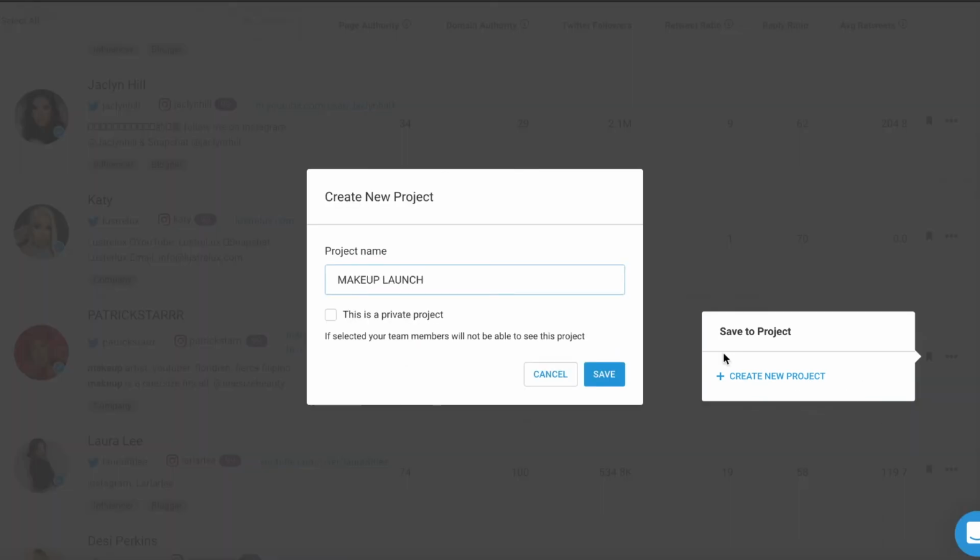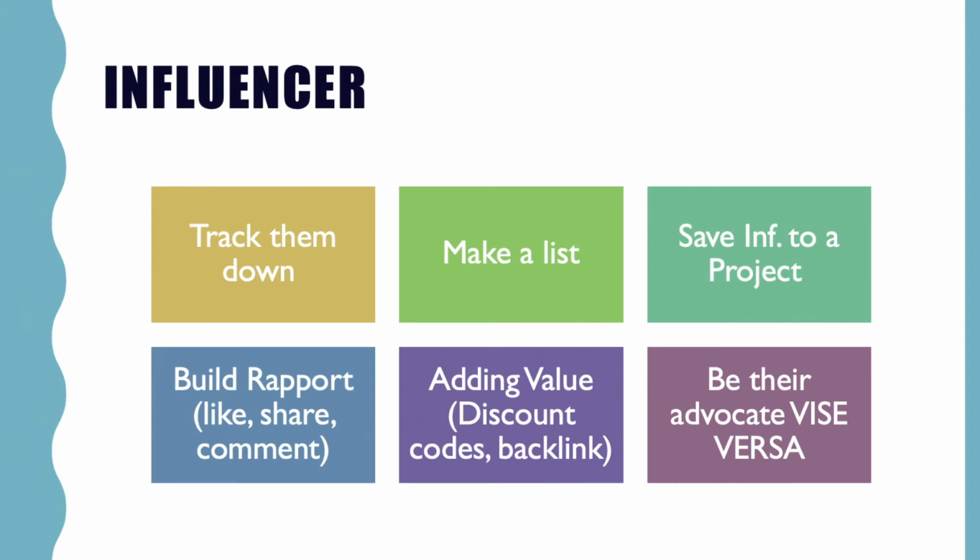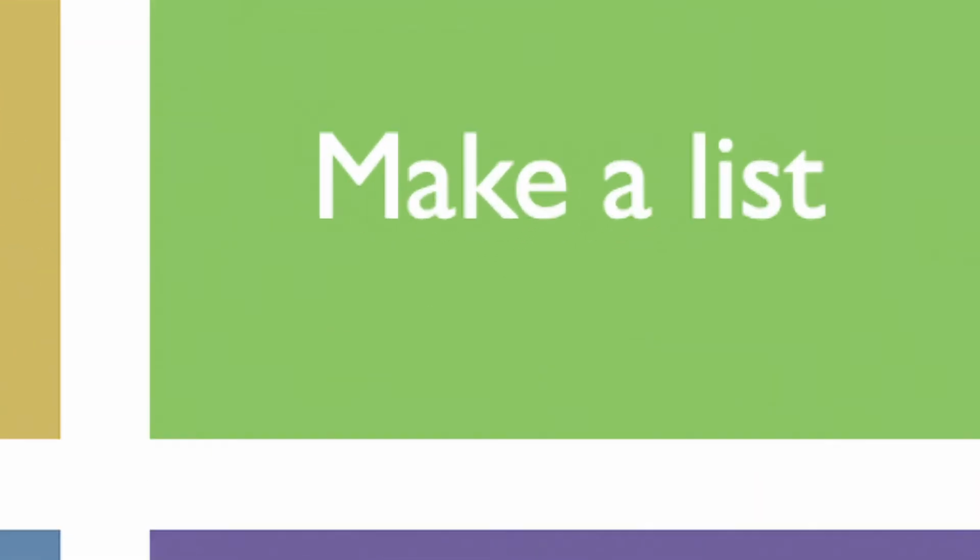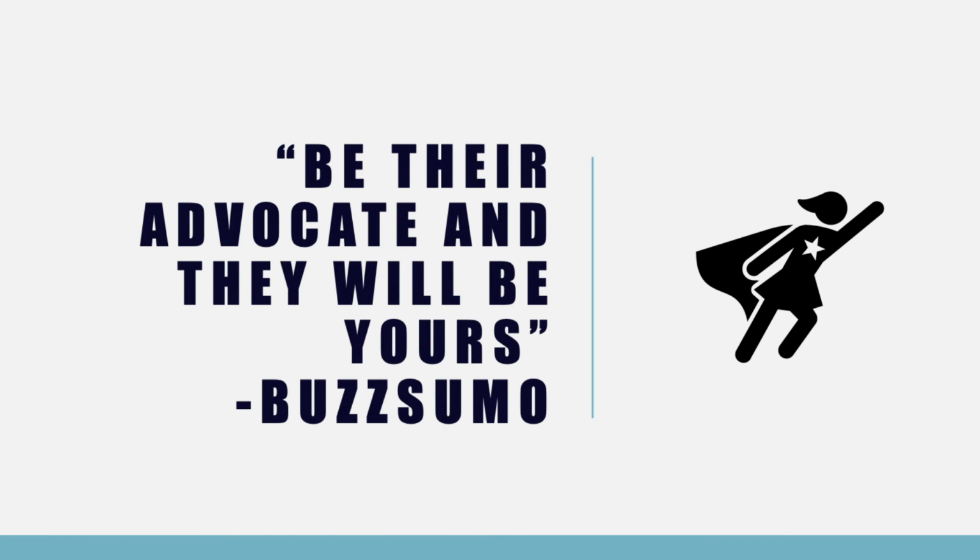A quality influencer is found by sharing, commenting, and liking their content. That relationship building can lead to discount codes, a backlink, etc. Influencers want to work with brands whom they agree with. Their mission statement, what they believe and stand for, be their advocate and they will be yours.